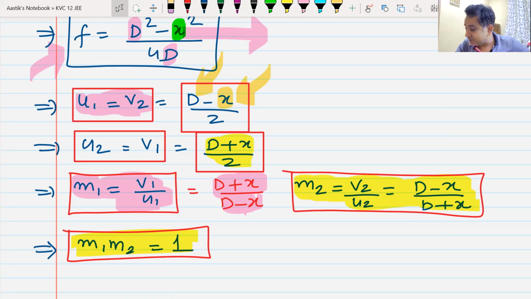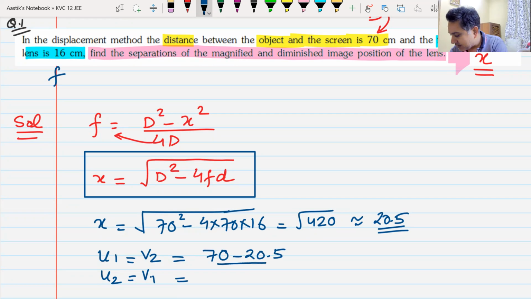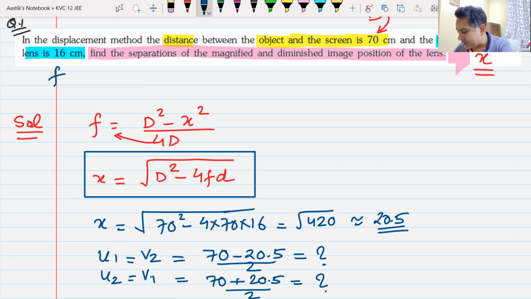I can put these two things here in this question and I can get d is 70 minus x is 20.5, this entire thing divided by 2. Whatever you get would be your value of u1. 70 plus 20.5 divided by 2, whatever you get would be your u2. Now you can also tell me, since we are doing it, the value of m1 and m2, the magnification in the first case and the magnification in the second case. One will be coming more than 1, the other one less than 1. What is the value of m1 and m2, my dear friends?